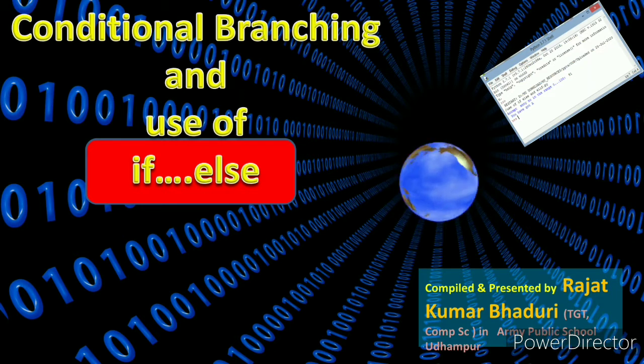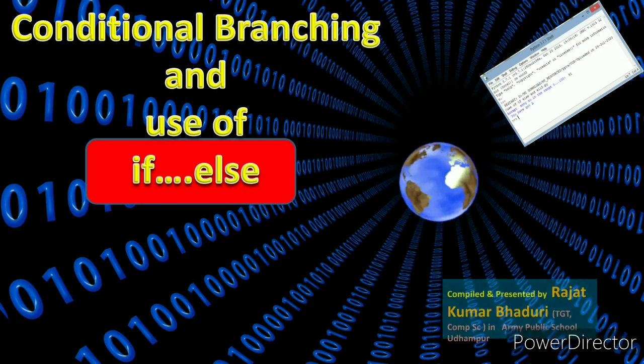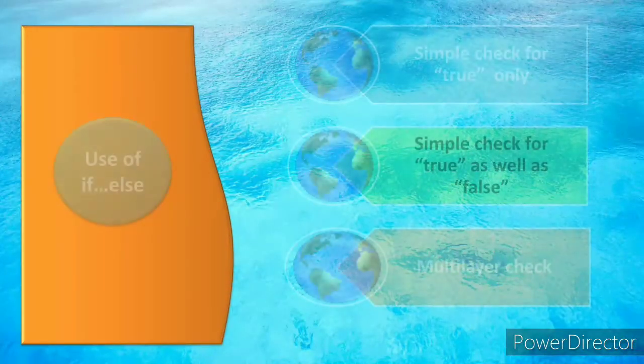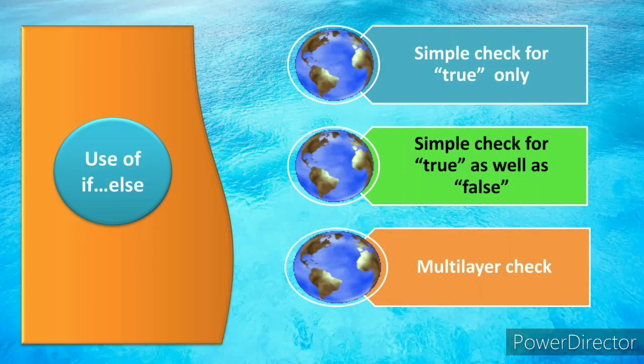In case of Python, normally we have three different options for dealing with multiple cases, and in these we deal with three different situations. First, a simple check with true only: in certain cases I have to perform certain tasks only if the condition is true. Another case is that if the condition is true, you do something, and if it is not true, that means it's false, then you do something else.